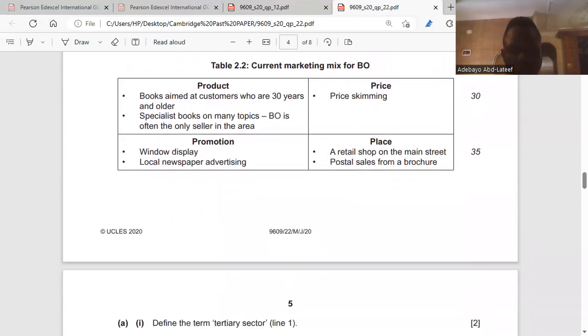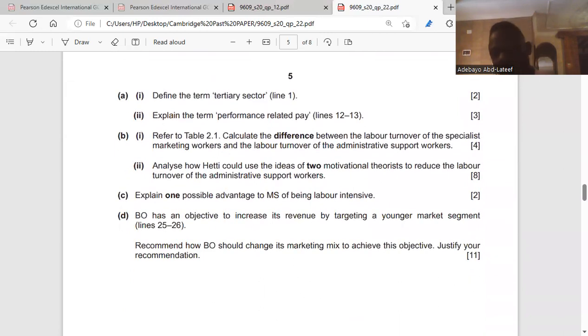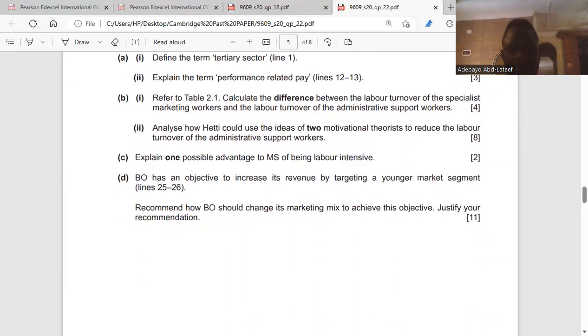We'll go for question A. Define the term tertiary sector. Tertiary sector is a business that sells services. Done. Clear, right?